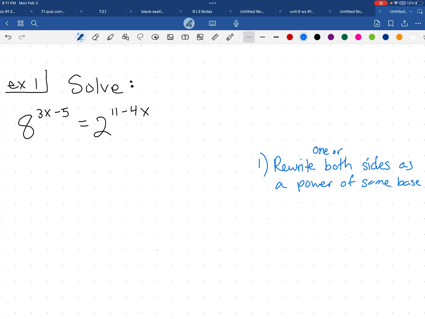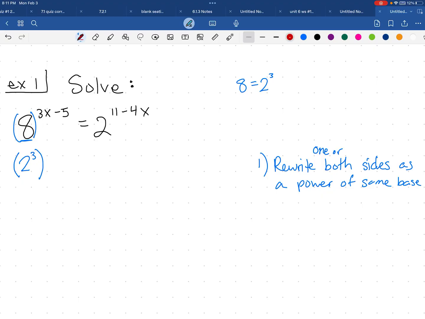So what I notice here is that I know that 8 is the same as 2 to the third. So I'm trying to look for a connection between the 8 and the 2 and rewrite one of them in terms of the other. I know that 8 is the same as 2 to the third. I have a 2 on the right side. So I'm going to rewrite the 8 as 2 to the third. What I'm doing is rewriting the 8, but I'm not changing the exponent. Because I'm rewriting the 8, I'm going to put it in parentheses, like that.